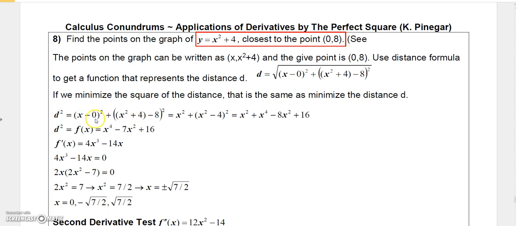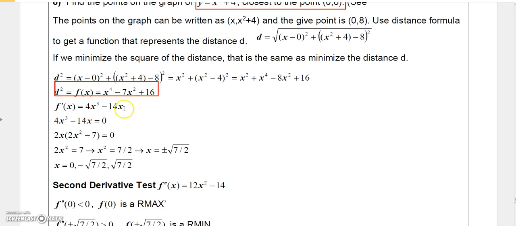And then just use some algebra and simplify this. This is going to be x squared. This is actually going to be x squared minus 4 quantity squared. And then when you square this, you get x to the 4th minus 8x squared plus 16. And then you have another x squared here. So when you put that all together, you get d squared equals x to the 4th minus 7x squared plus 16. And we're just going to call that f of x instead of d squared. So we want to minimize this function.